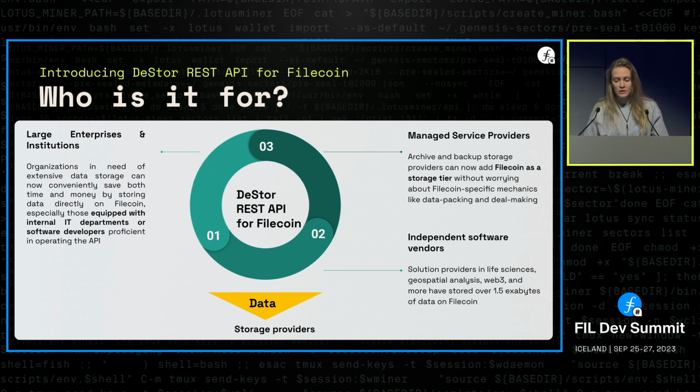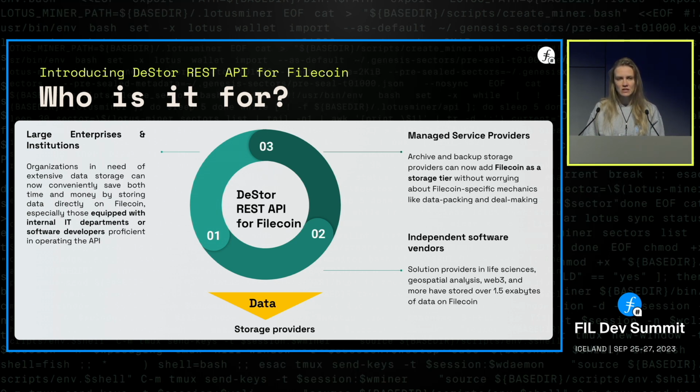So who is it built for? The main user persona we've been targeting is these managed service providers. An example of that would be like a Wasabi, for example. And it's an opportunity for them to add Filecoin as a storage tier without worrying about anything Filecoin specific. Those who have experience putting data in Filecoin know how long of a process it is. You need to prepare the data, chunk it, make deals. All of that is meant to be abstracted from the user with this API.